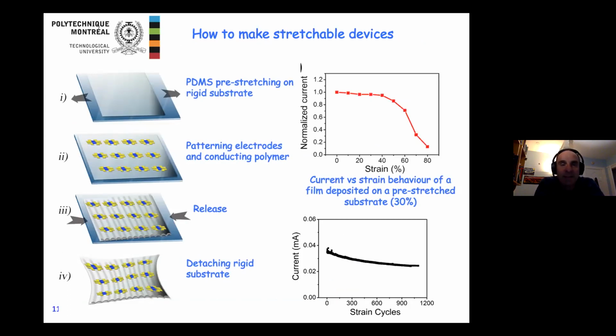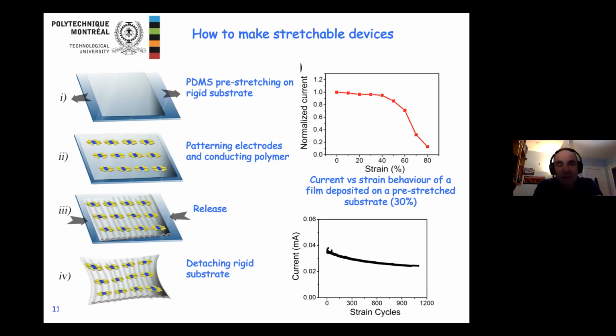So as I said, this first approach is based on substrate buckling. We first make a quite thin film of PDMS, of elastomer. During the processing, we keep this device under tension. So we stretch the film, we apply a mechanical stress on the two sides of the film to pull it. Then we do all the processing on this pre-stretched substrate. So we start by depositing gold, then we deposit the conducting polymer, and at the end of the process, we release the stretching, and we obtain what you can see here in the scheme, a kind of wrinkled structure.